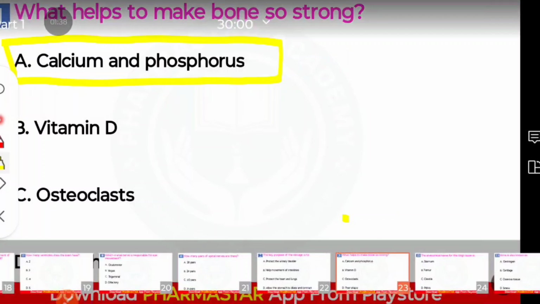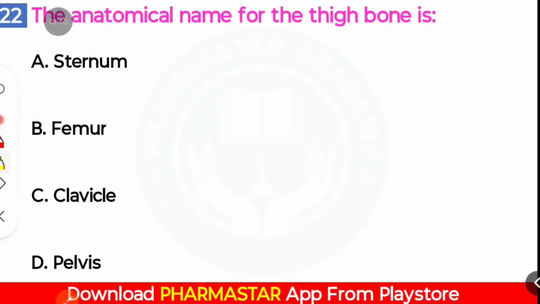Next question. The anatomical name for the thigh bone is: option A. Sternum, B. Femur, C. Clavicle, D. Pelvis. The correct answer is option B. Femur is the anatomical name for the thigh bone. It is the longest and strongest bone in the human body, extending from the hip to the knee. The correct answer is option B.